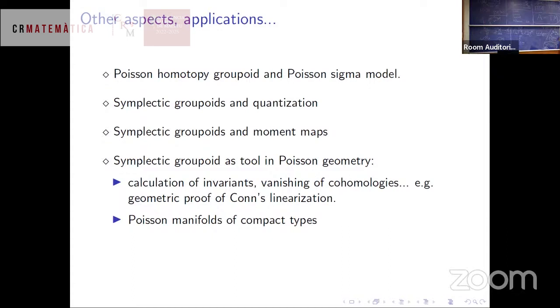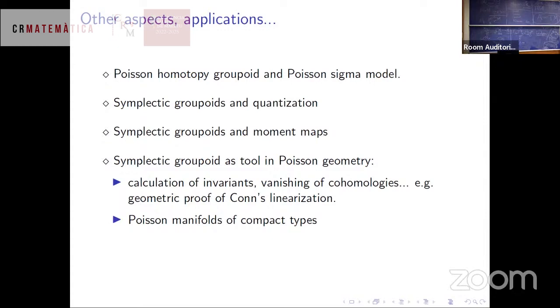You can make sense of any Poisson map as a moment map if you understand what actions of symplectic groupoids are. So you can extend all this Hamiltonian theory to symplectic groupoid actions. And finally, symplectic groupoids are a very effective tool in Poisson geometry to calculate and prove the vanishing of certain cohomologies, by doing averaging and things like that. This is used, for example, in the geometric proof of Conn's linearization theorem.